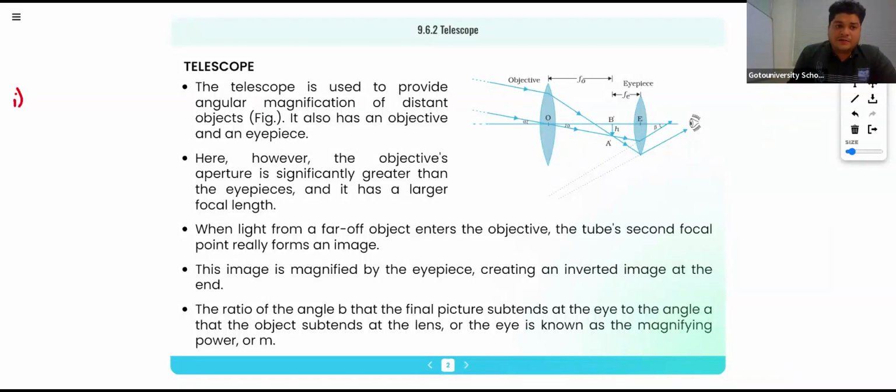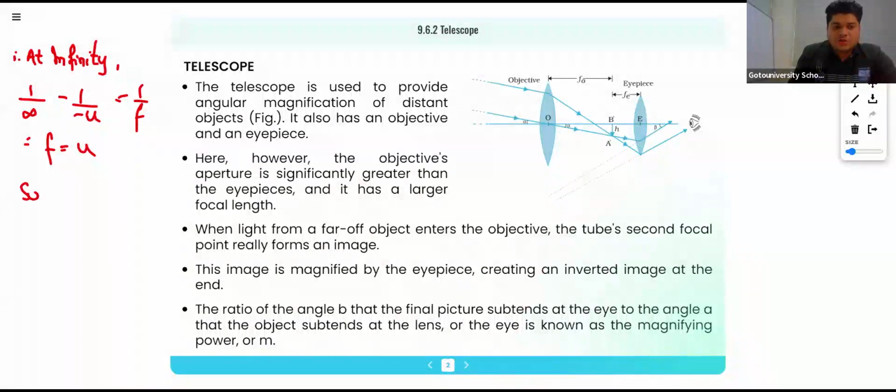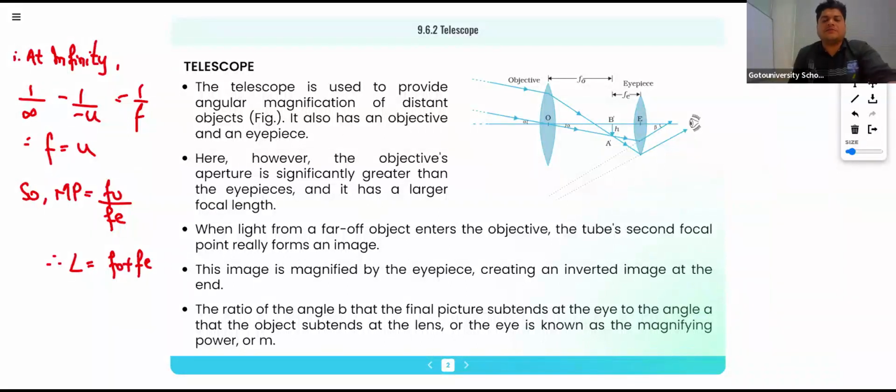If the image is at infinity, you can write 1 upon infinity minus 1 upon minus u equal to 1 upon f. So therefore, your f will be equal to u. So your magnification power will be equal to f_o over f_e. Therefore, your L will be equal to f_o plus f_e.